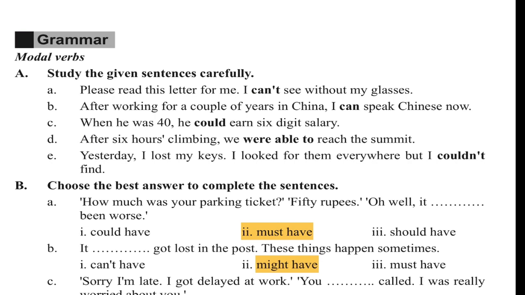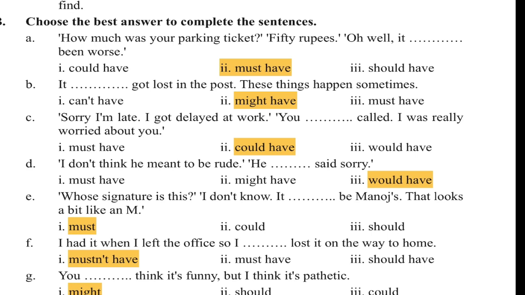Number B, it got lost in the post. Things happen sometimes. So this means we believe it's a possible action that has happened, but we don't know actually. That's why the answer is might have. Number C, sorry I'm late, I got delayed at work. You could have called. I was really worried about you. The answer is could have. The reason is that it would be possible, but it's already past, right? So the answer is could have.